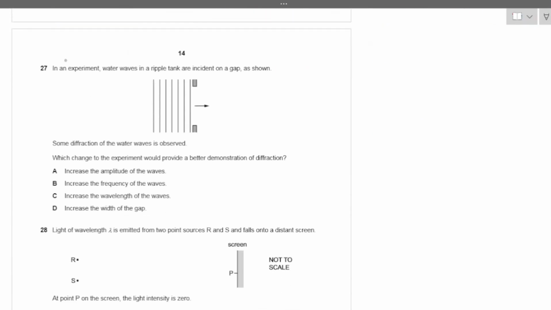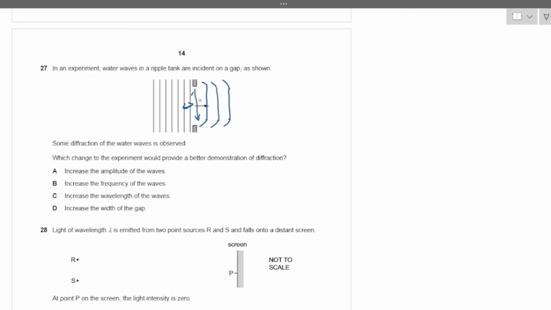Question 27. In an experiment, water waves in a ripple tank are incident on a gap as shown. Some diffraction of the water waves is observed. Which change to the experiment would provide a better demonstration of the diffraction? Currently, you can see that the wavelength is very small and the gap is very big. That means you're going to have diffraction in this way. You're going to have the waves like this and a bit of bending on these sides.